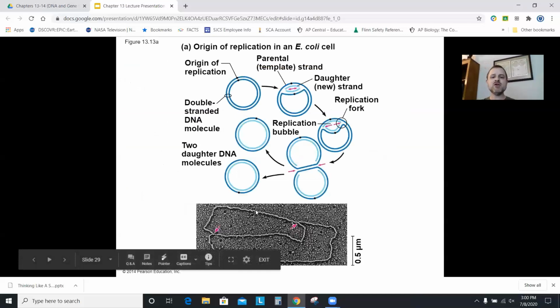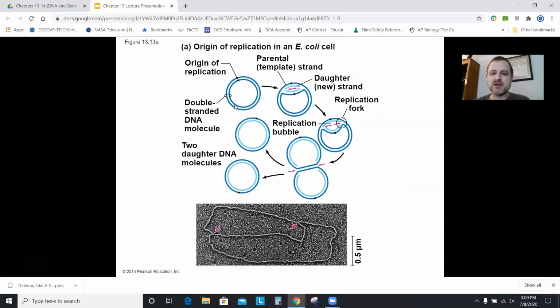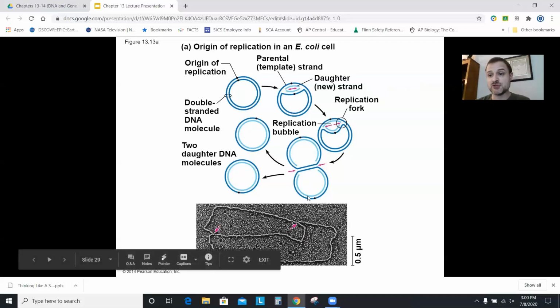Okay. With bacteria, remember bacteria only have a single circular chromosome. Look at the picture. You start unzipping the helix at this point, and once you do that, you can start replicating in both directions. And by the end, you have a new circle of DNA.